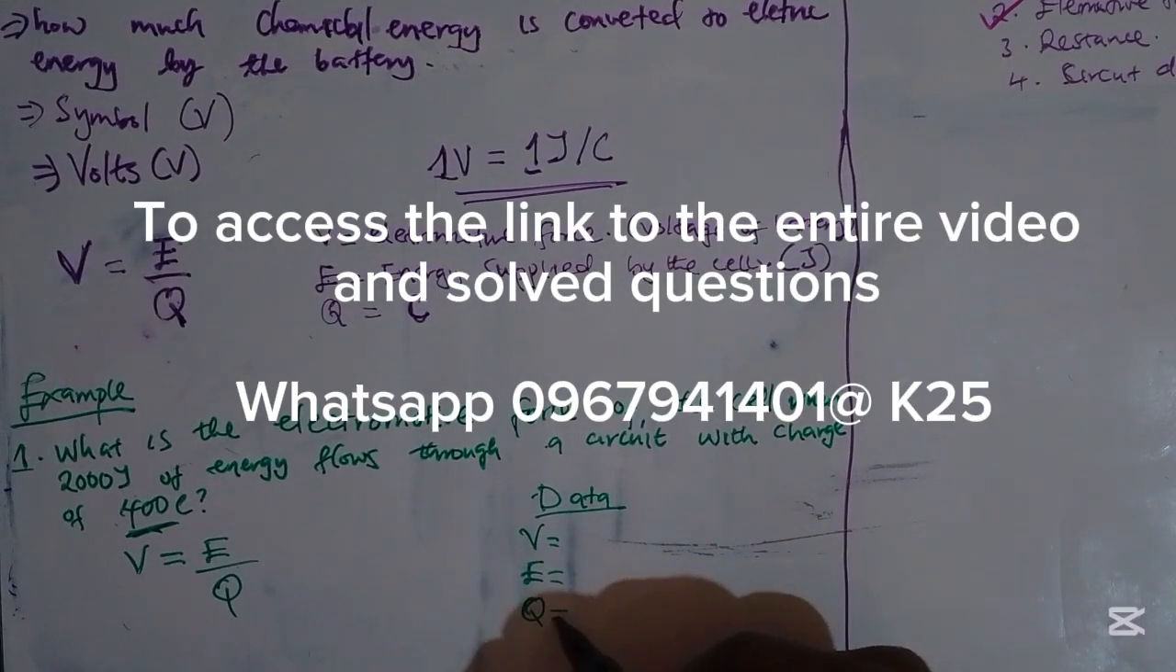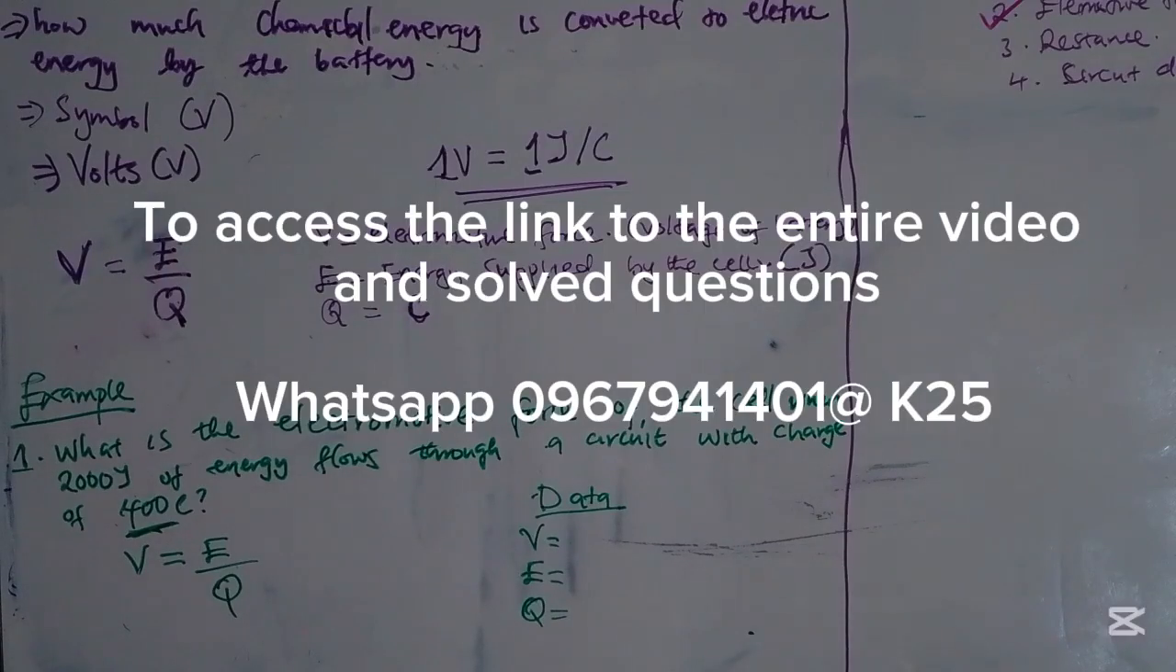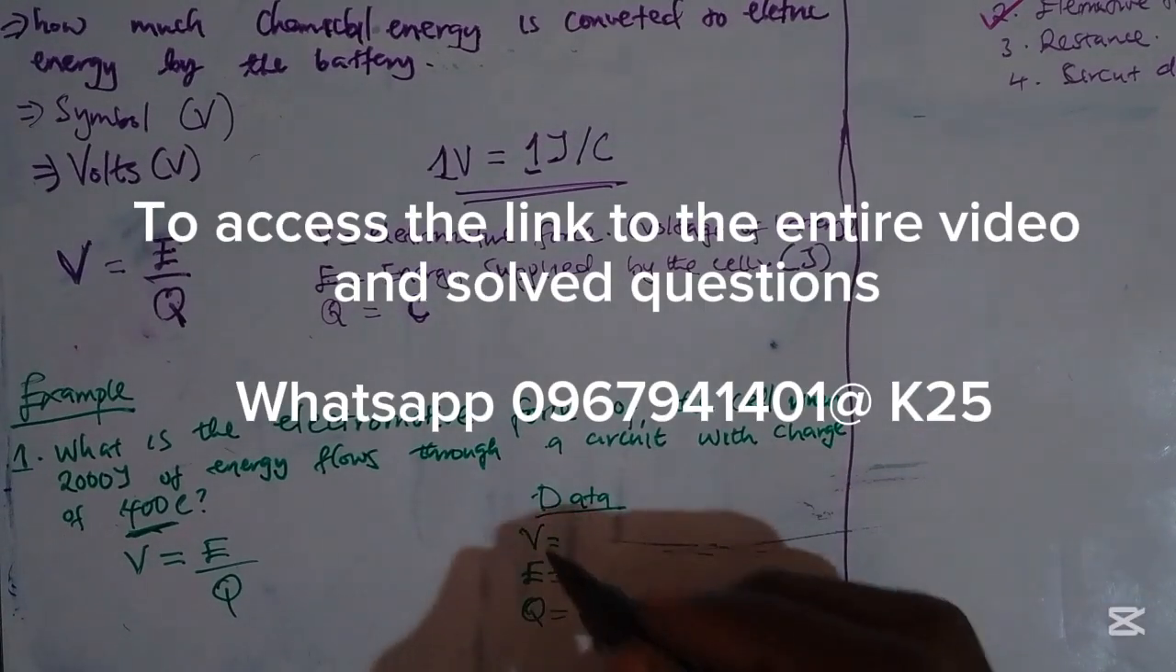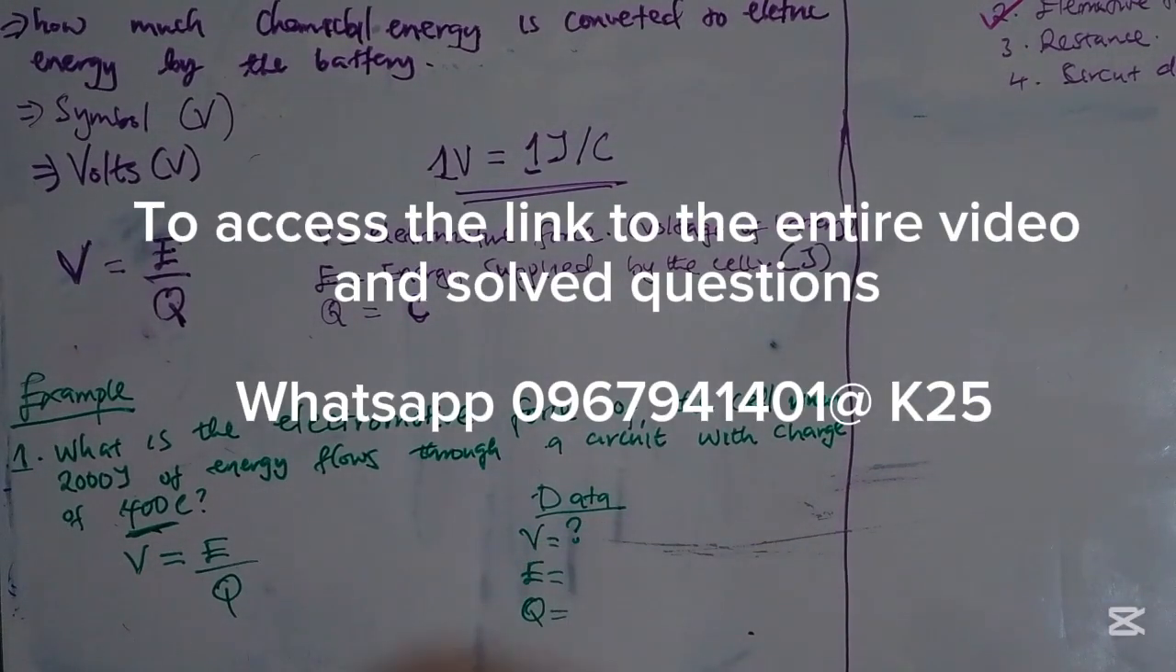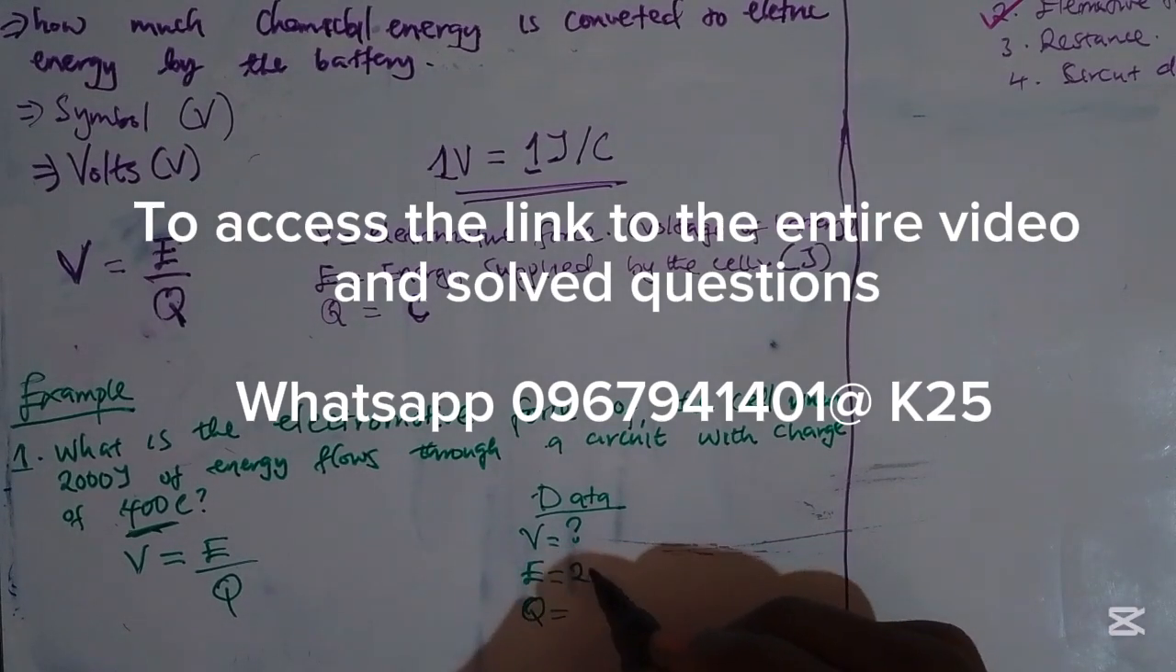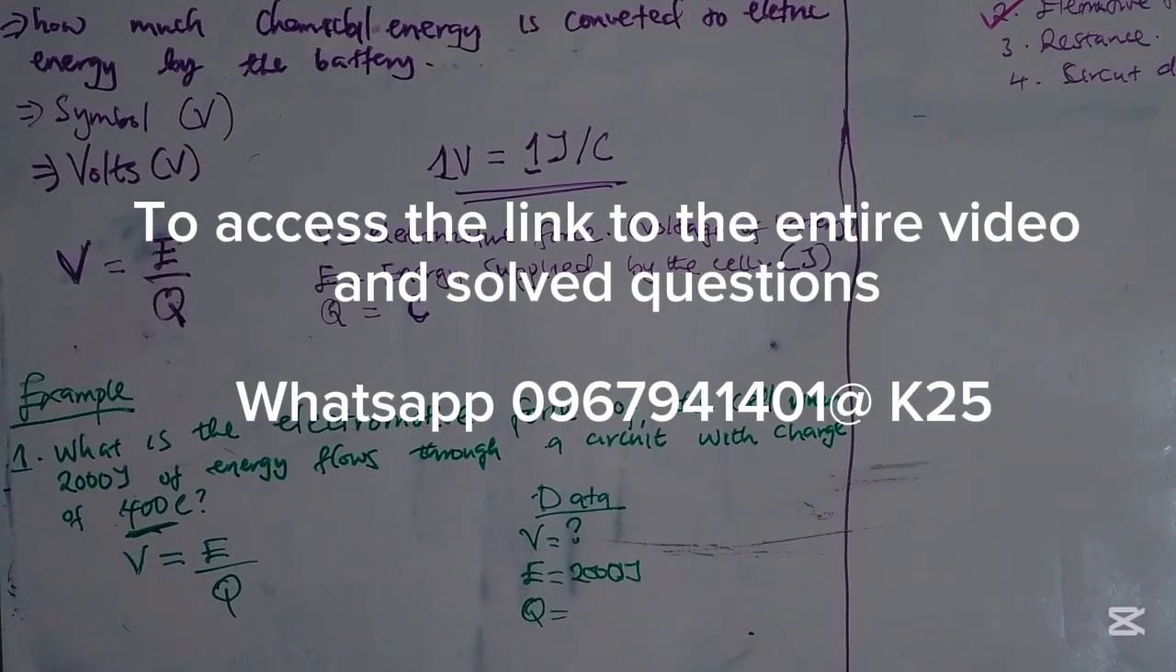What is our electromotive force? We don't know. It is the one which we are calculating. What is our energy? 2000 joules. What is our charge? 400 coulomb. So now we can replace.